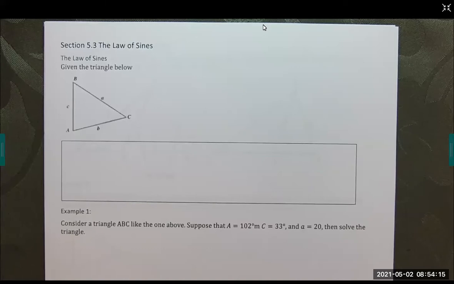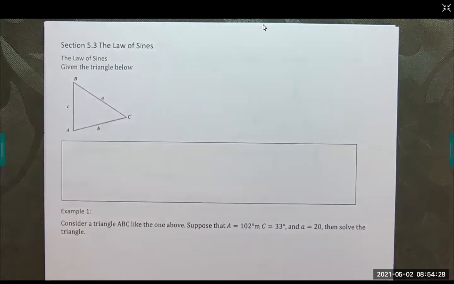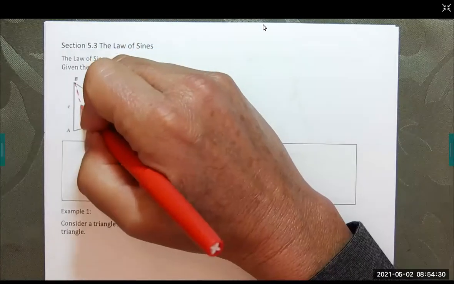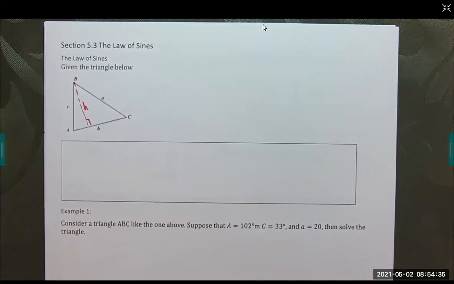Welcome back, everybody. We are to the third section in chapter 5, which is the law of sines. The law of sines is a bit more complicated, and I'm going to actually show you where everything comes from. If we're given an ABC triangle, like our typical triangle here, and I drop this down as the height, then it splits it into two separate triangles. Again, what we're trying to do is solve any triangle, whether it's a right triangle or not. And in this case, we're going to assume that it's not a right triangle. If it is, then it's much simpler, of course.